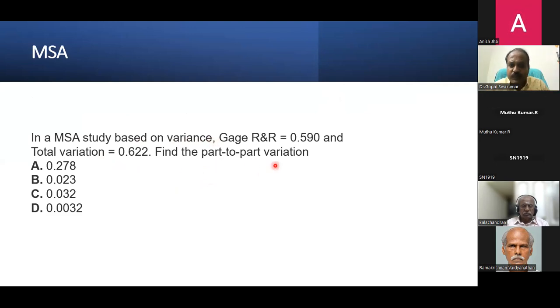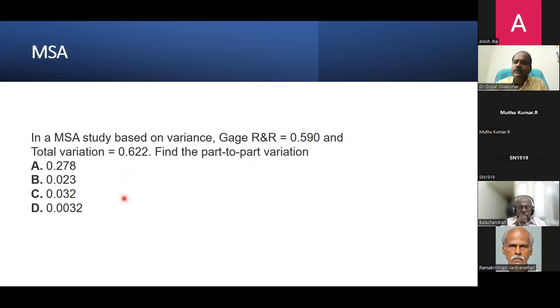Now you are asked to find out the part-to-part variation. Gauge R&R is 0.59, total variation is 0.622. Now what will you do? Total variation is equal to gauge R&R plus part-to-part variation. Now the question is part-to-part. Part-to-part is equal to total minus gauge R&R. That is why 0.622 minus 0.590. Whatever value you get, that you have to choose.